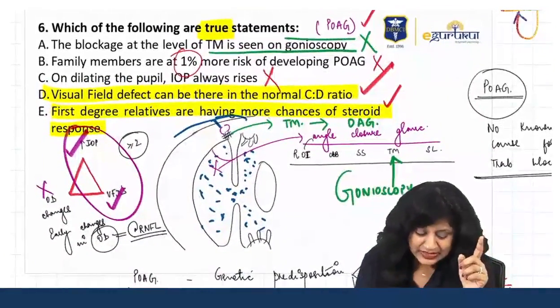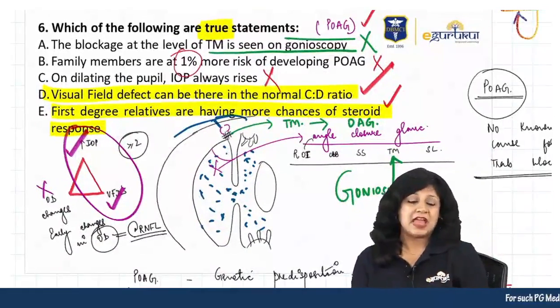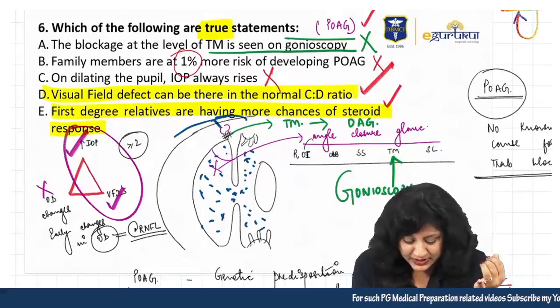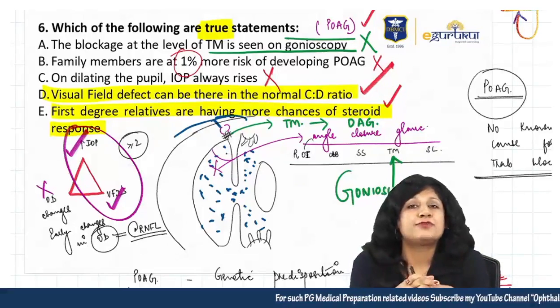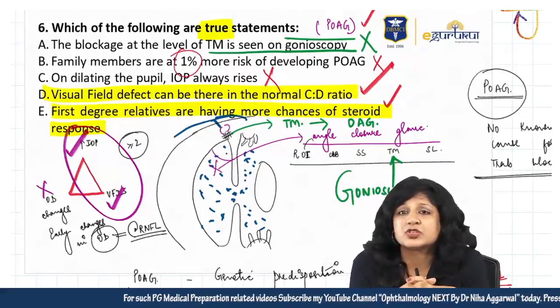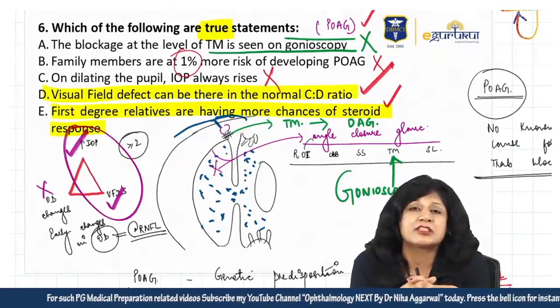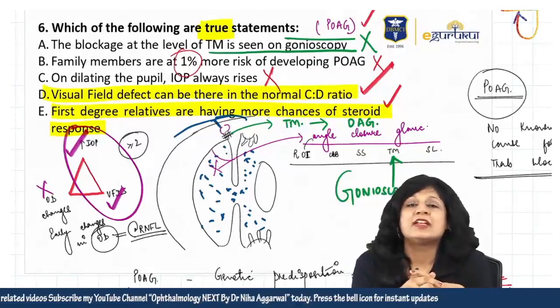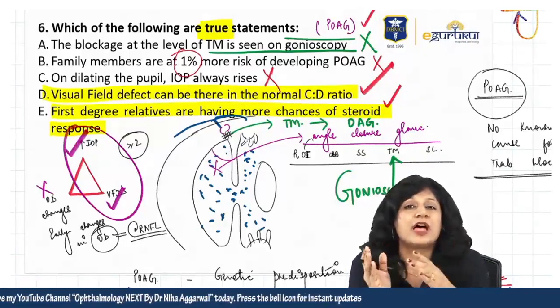We have visual field defects that can be there with the normal CD ratio, and we have first degree relatives, because you know glaucoma has a genetic predisposition, and we always have the risk in the first degree relatives as well as the siblings. That is why the first degree relatives also have more chances of being steroid responders.